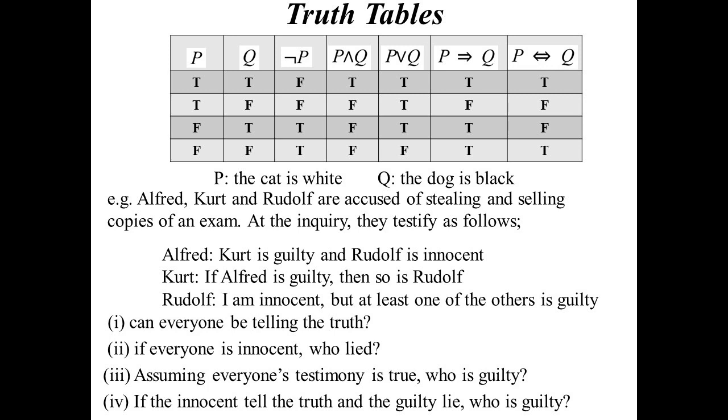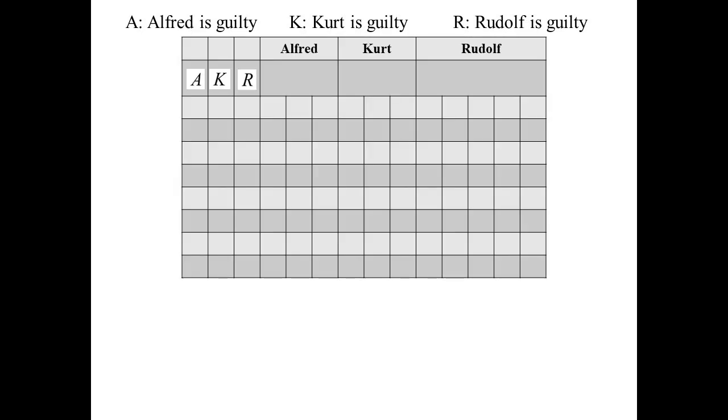I'll turn this off because I've basically got 3 propositions. I'm just going to say these propositions are all guilty. So proposition A is Alfred's guilty, K is Kurt is guilty, R is Rudolph is guilty. Because I'm pretty confident someone's guilty. Okay, I'm going to draw up my truth table. A, K and R. They're all the possibilities we could have.